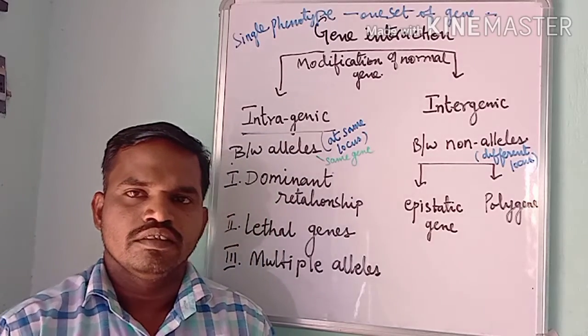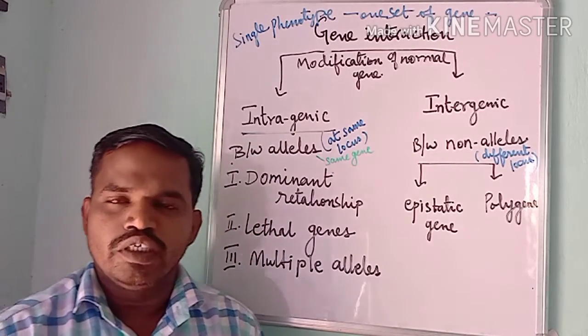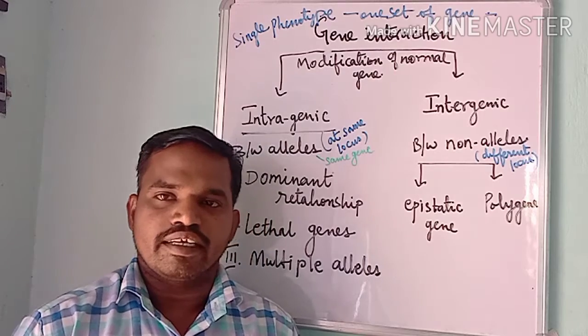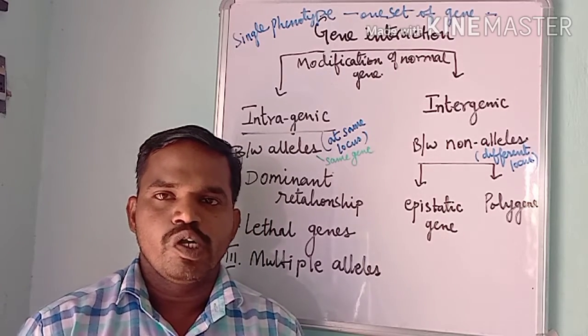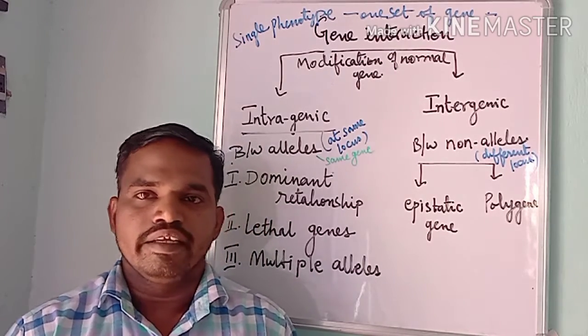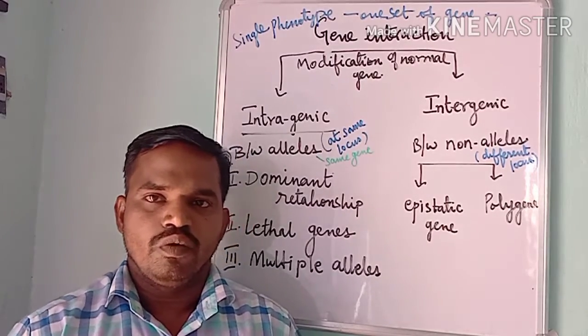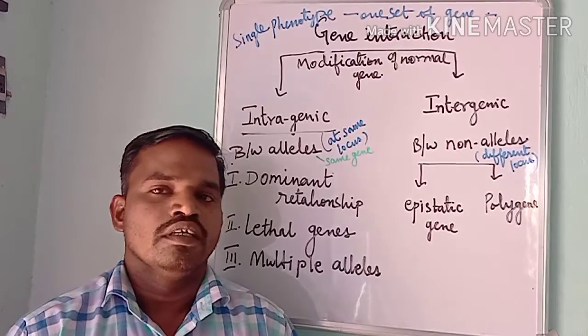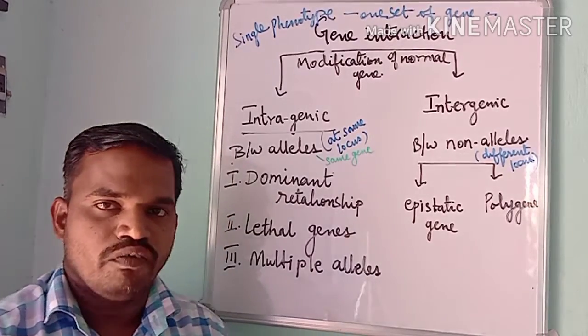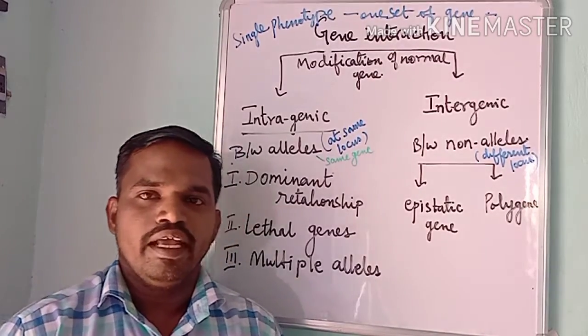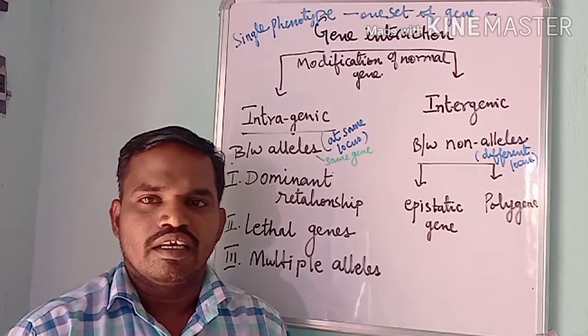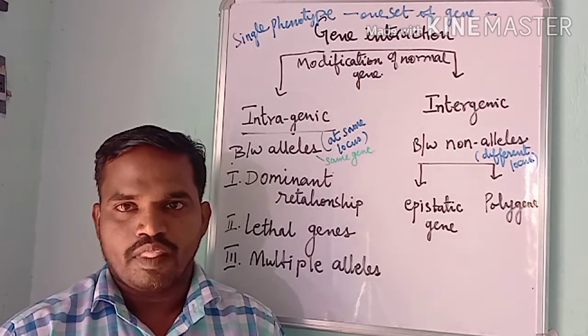Hi students, today I am going to discuss gene interaction. In the previous module we have seen the Mendelian theory, the laws of inheritance. We have seen the law of dominance, law of segregation and law of independent assortment with the examples of monohybrid cross and dihybrid cross.